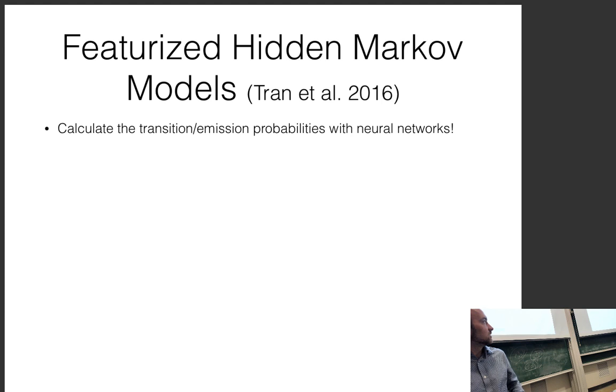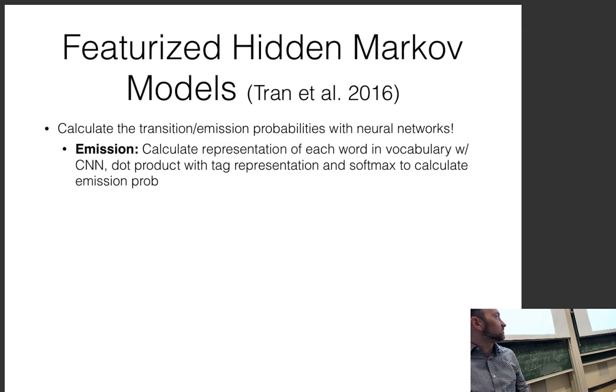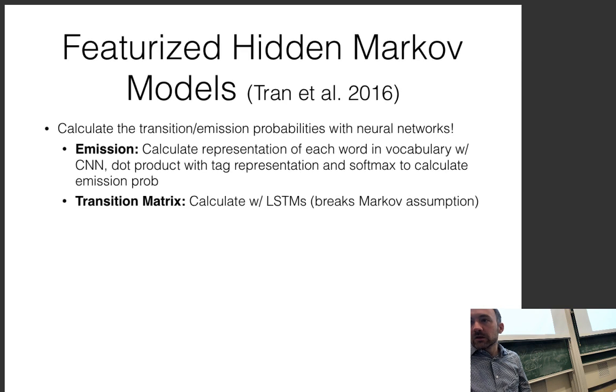But you can also calculate these transition and emission probabilities directly using neural networks. The way this particular work by Tran et al. 2016 did it was they calculated the representation of each word in the vocabulary with a CNN. And then they do the dot product of this CNN with the tag representation and do a softmax to calculate the emission probability. And for the transition matrix, they calculate it using LSTMs.